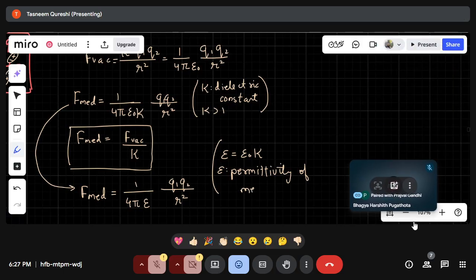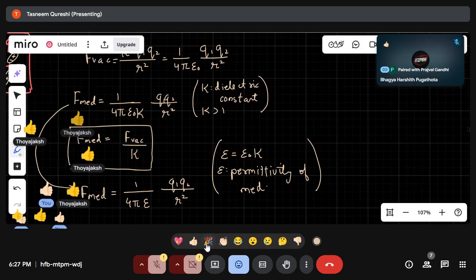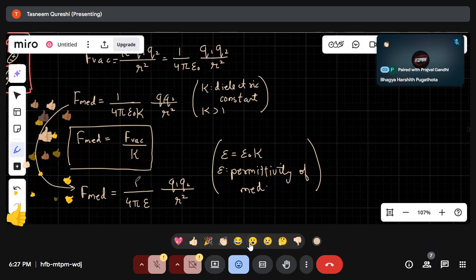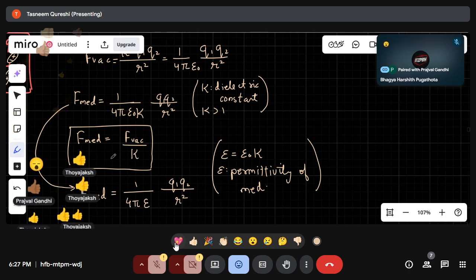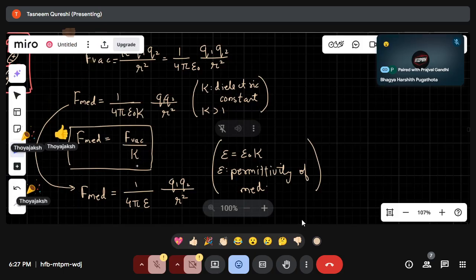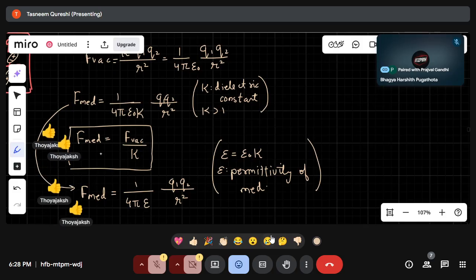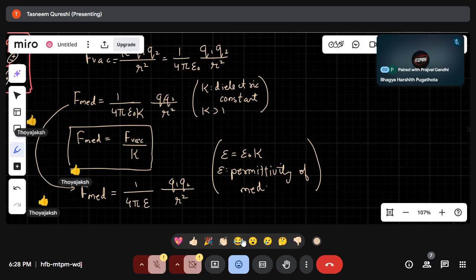So I hope everybody is getting what I am trying to say. In medium, your force gets reduced by what number? By K. What is K? K is called dielectric constant. What is the value? Value is always greater than 1. It depends on the type of medium. For water, it is 80, meaning in vacuum the force will be F, but in water the force will be F divided by 80, meaning it will get reduced by 80 times.